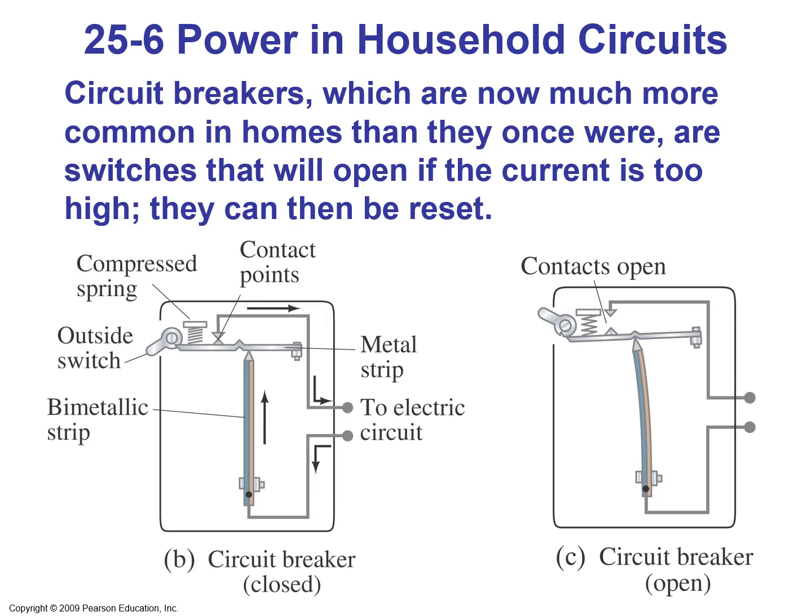So here we have a demonstration of a circuit breaker, which is composed of a side switch with a compressed spring and a bimetallic strip that controls whether the metal strip is in contact with the electric circuit or open. When the circuit breaker is closed, and if the electric current is too high, the bimetallic strip will bend and cause the metallic strip to be disconnected, and the circuit breaker will be open.